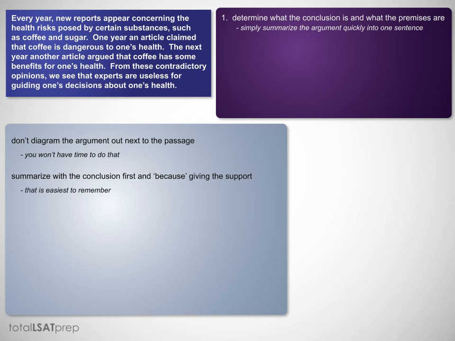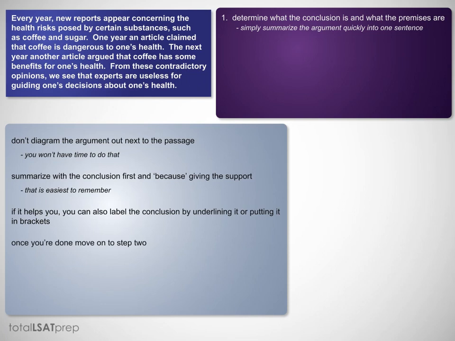Now it's easiest to remember that way if you just start off your sentence with a conclusion, followed by because, followed by the support. If it helps, you can also label the conclusion by underlining it or putting it in brackets, just so that you have the premises and the conclusion separated and differentiated visually in front of you on the test paper. And then once you're done, you move on to step 2.